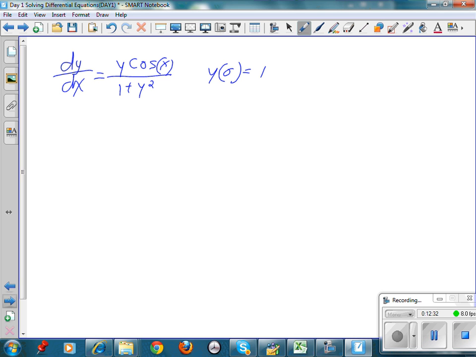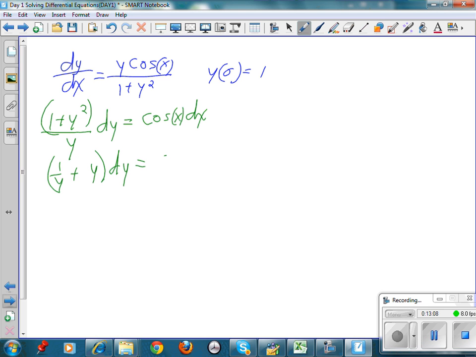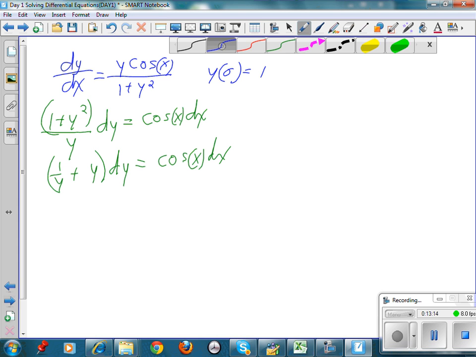Okay, next differential equation. You'll have a bunch of these to do for homework, nothing like practice. Okay, we're going to separate this, and when we separate this, what are we going to do? We're going to take the y's to one side. I'm going to do a little simplifying over here. That's really 1 over y plus y dy is equal to the cosine of x dx. Okay, so we've separated and simplified.